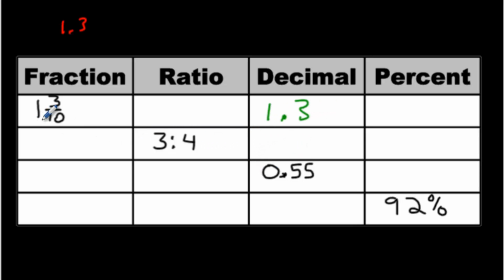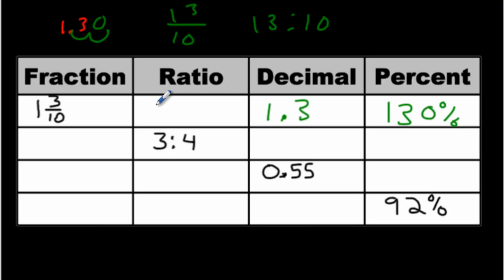I know my percent. How do I know it? Because look, you just take this and move it 2 times. You get 130%. Any decimal, if you move it twice, you're going to get the percent. Now I just need my ratio. Okay, let's take 1 3/10 and turn it into improper form. That would make 10 times 1 plus 3 is 13 over 10, which is 13:10.